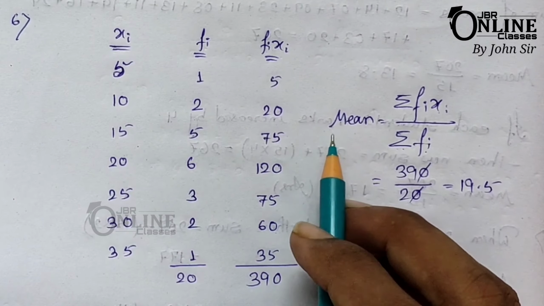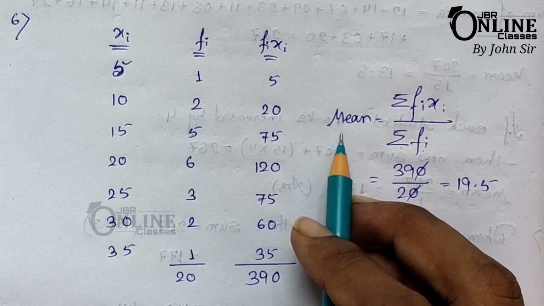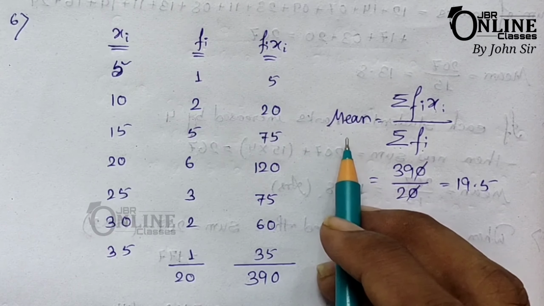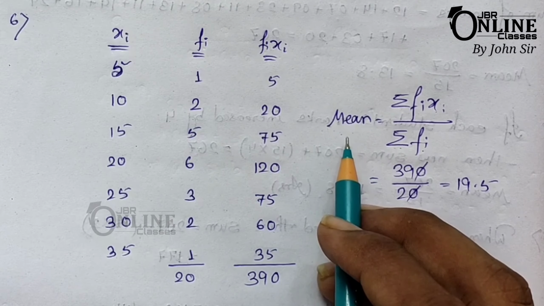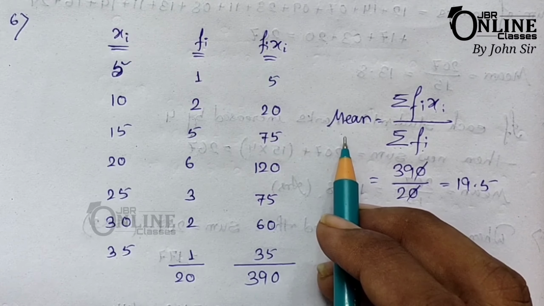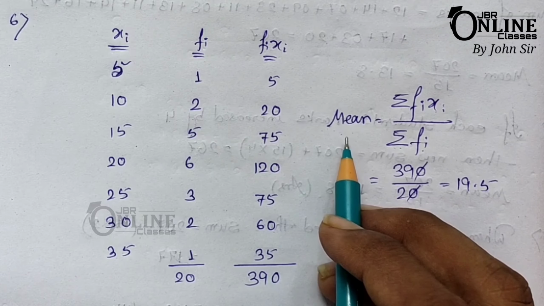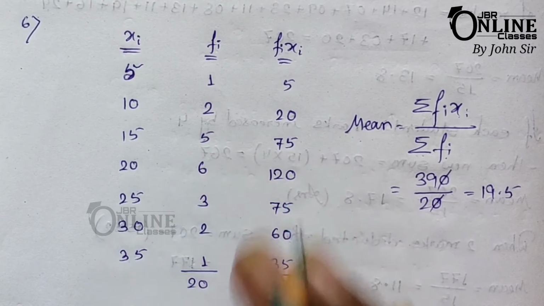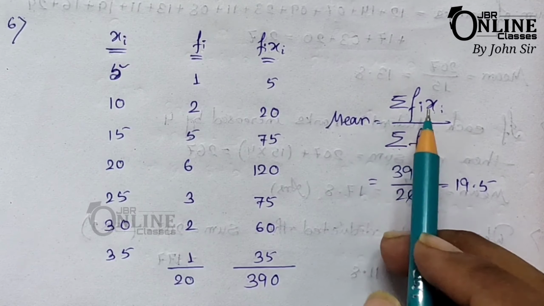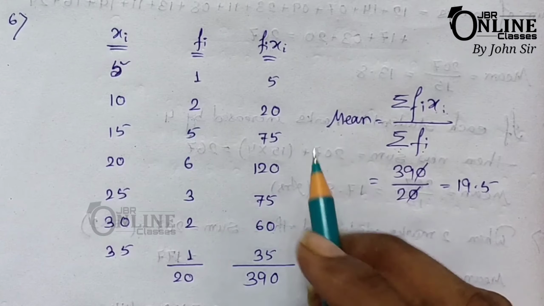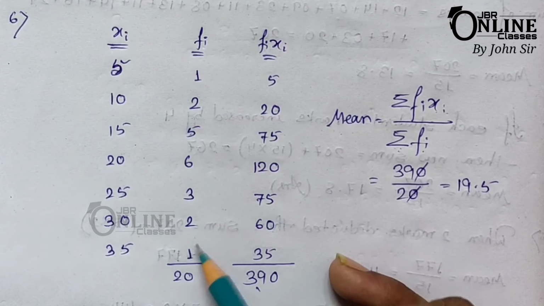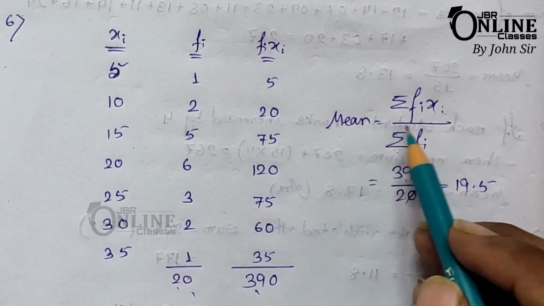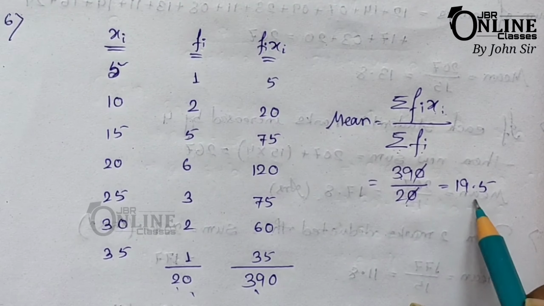Okay, now this is called the direct method. To find out the mean, you have to apply 3 methods in your syllabus. The 3 methods are: first one is direct method, second one is shortcut method, and third one is step deviation method. So the first one is direct method. Now here the formula is summation fi xi by summation fi. So first you have to find the addition of these numbers, that equals 390, and second the addition of these numbers, that equals 20. So here mean equals 390 by 20, that equals 19.5.